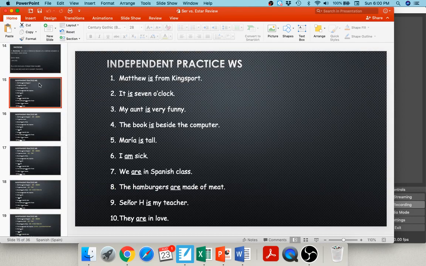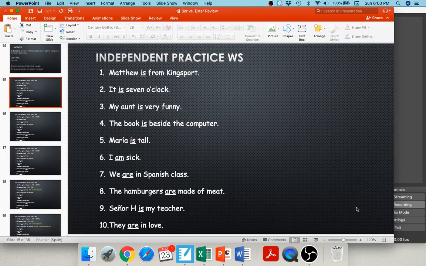What I like to do next, I usually make my students tell me in English if we're going to use the verb ser or if we're going to use the verb estar. So number one says, Matthew is from Kingsport. Using those acronyms we just learned, TOPIC and PLACE, which one would you choose here? Hopefully you're saying you would use ser because Kingsport, that's Matthew's origin. So for number one, we're going to put ser and we're going to put origin. Let's do one more together, and I'm going to let you try the rest.